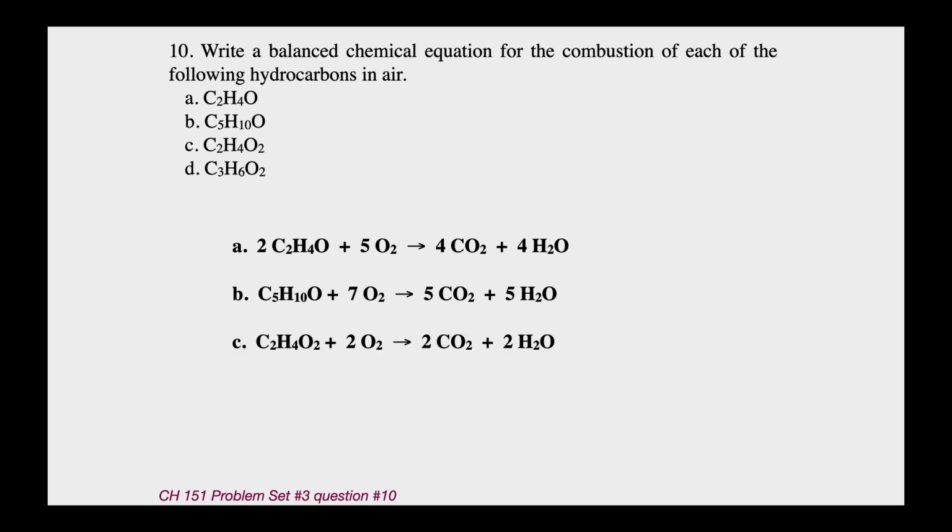The next one, C2H4O2, you'll add 2 O2s to it, making 2 CO2s and 2 waters. And the last one, C3H6O2, initially you need 7 oxygen atoms from the O2, remembering there's an O2 in the reactant. So you multiply everything through by 2. That's what you get. All the reactions are balanced.